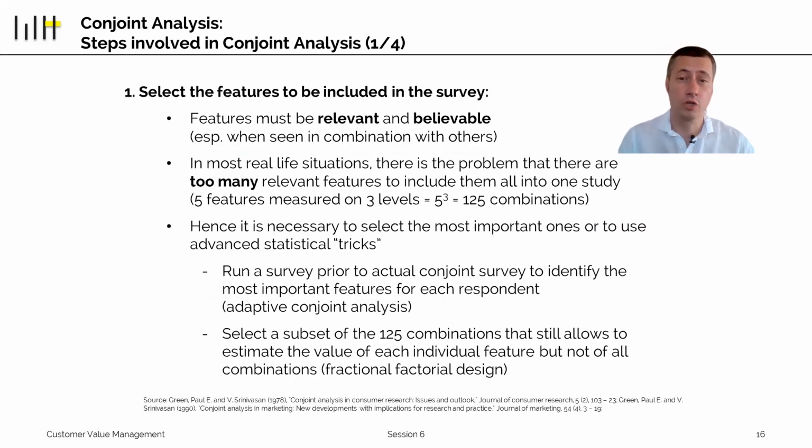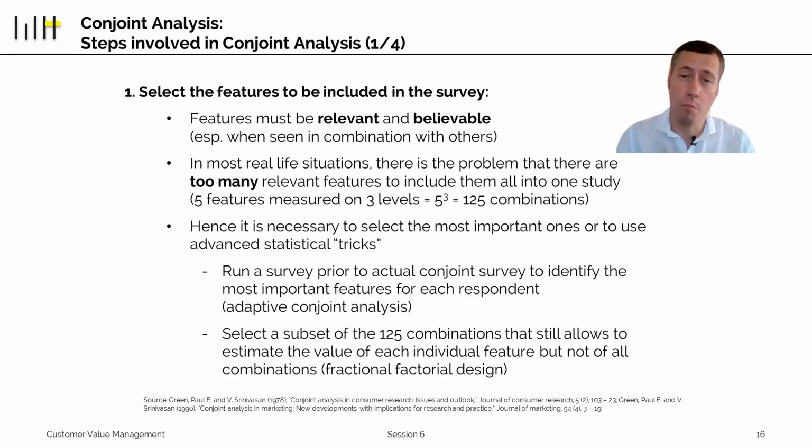Now, conjoint analysis can become very, very technical, so I want to briefly outline the main steps that are involved in a conjoint analysis. The first one is you need to decide which features to include. If you think about an airline, you could probably include 200 different features, going from the brand up to the color of the seat, whether it's red or green.